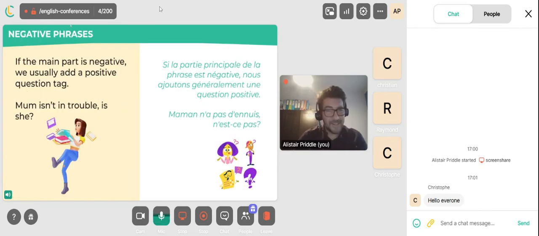Negative phrases. So if the main part is negative, we usually add a positive question tag. For example, Mum isn't in trouble, is she? Okay, so we need to find balance between the main phrase and the tag question. If the main clause is positive, the tag is negative. If the main clause is negative, the tag is positive.